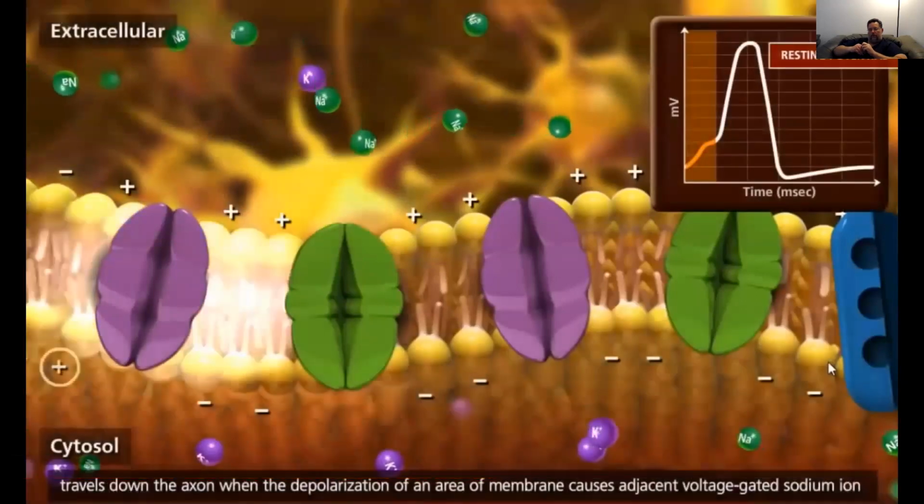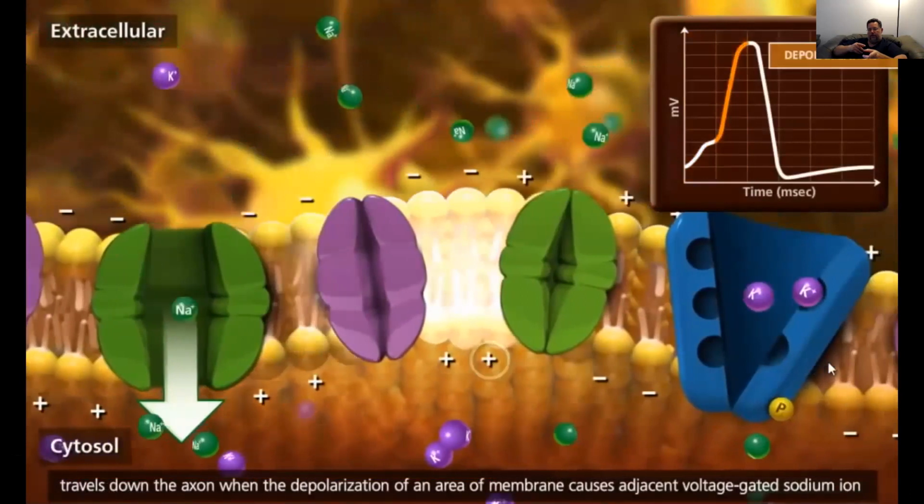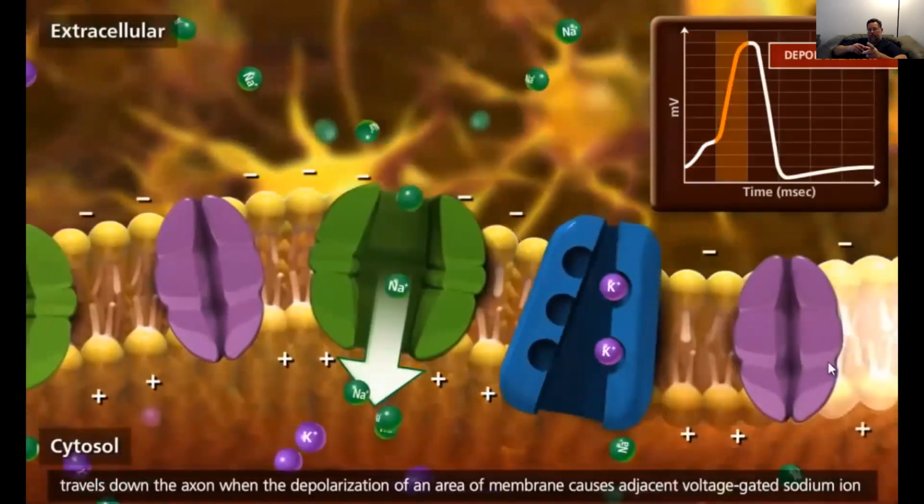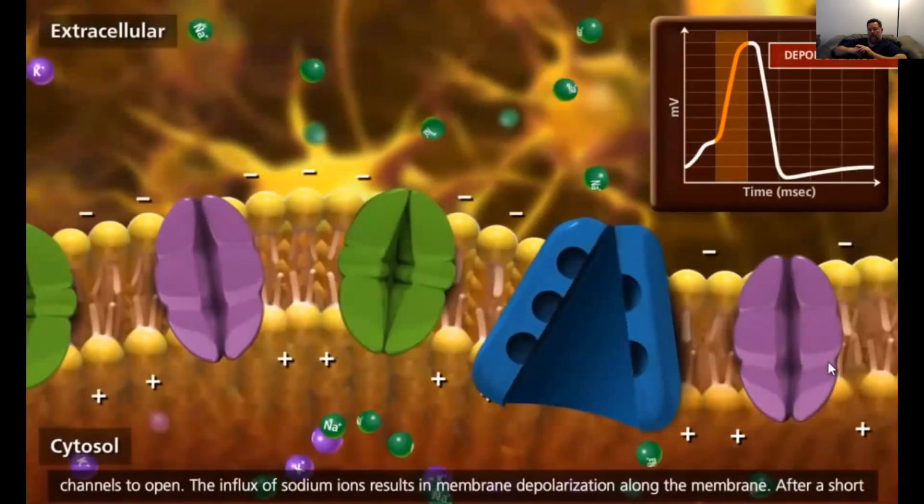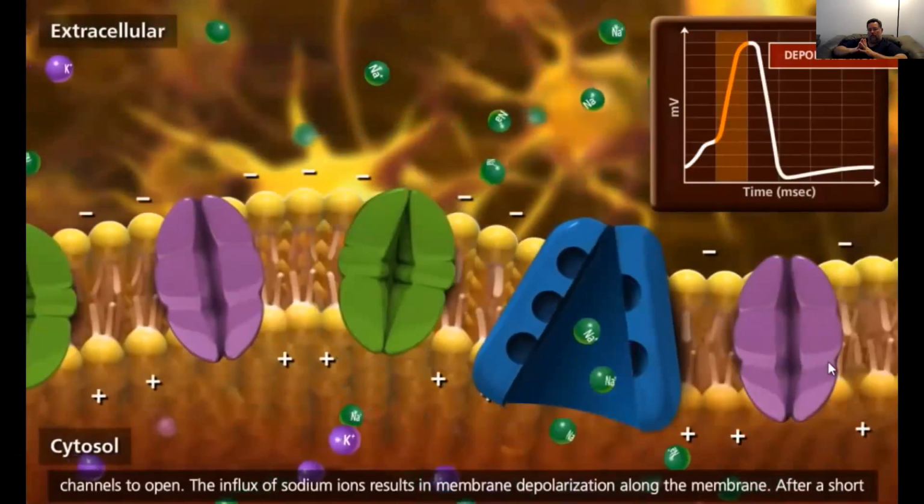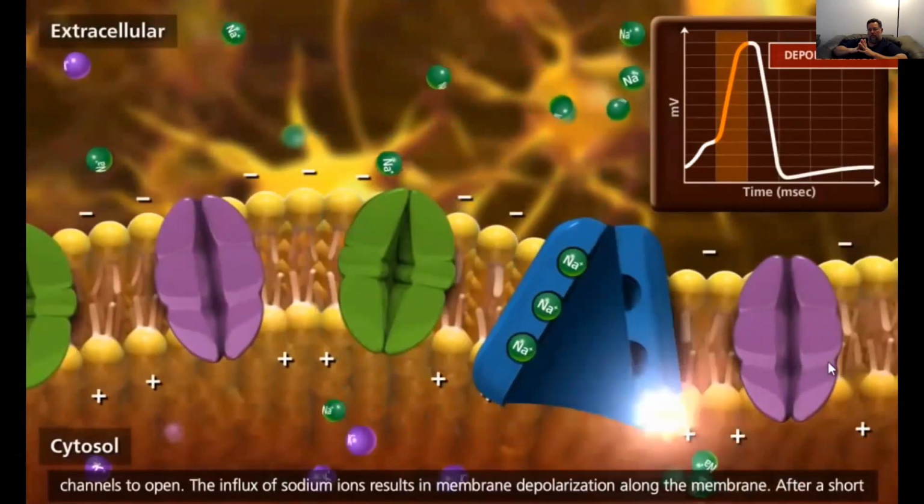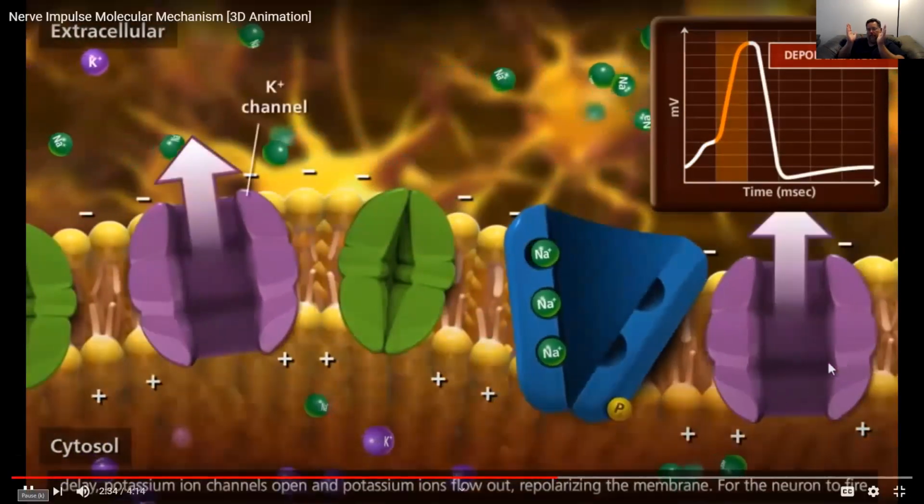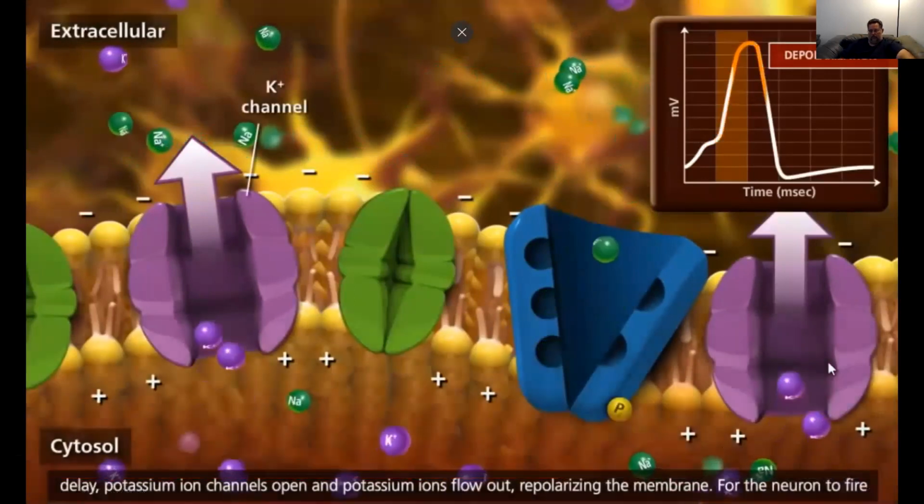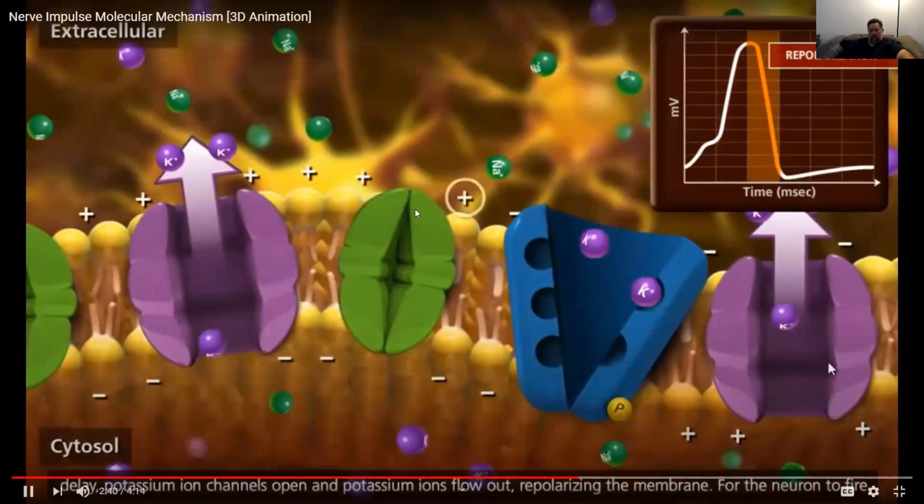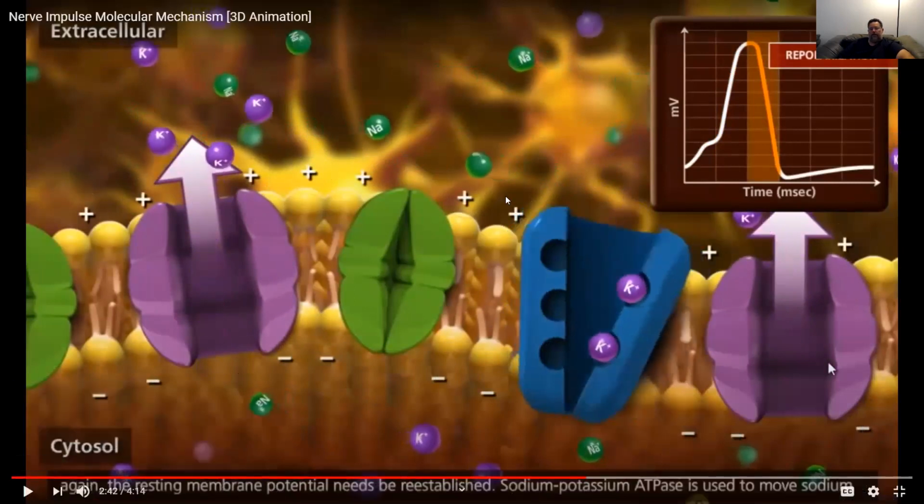The action potential travels down the axon when the depolarization of an area of membrane causes adjacent voltage-gated sodium ion channels to open. The influx of sodium ions results in membrane depolarization along the membrane. After a short delay, potassium ion channels open and potassium ions flow out, repolarizing the membrane for the neuron to fire again. Notice what was not said. There's an activation gate here and an inactivation gate down here for the sodium channel. So the inactivation gate is actually what's closed right now. That's not shown in this animation. And then the potassium is leaving.